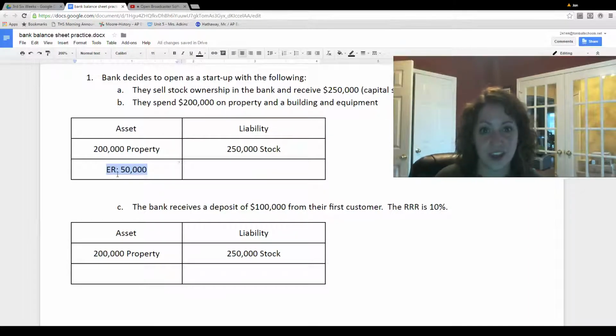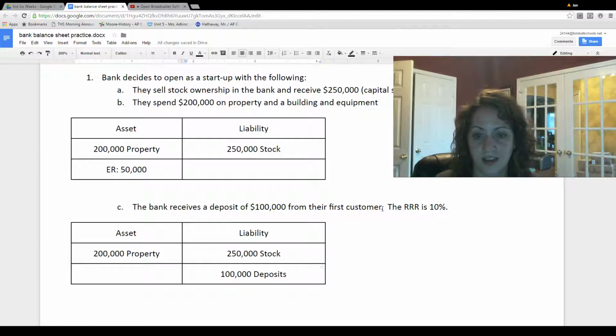We always write down the things that didn't change at all first. Stock didn't change. Property didn't change. But what did change is the bank receives a deposit of $100,000. Okay, $100,000 deposit, that's going to be a liability, because that customer can, at some point, withdraw all $100,000. So I'm going to put $100,000 in the deposit side on the liabilities.